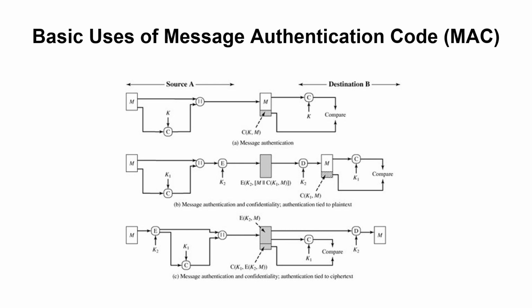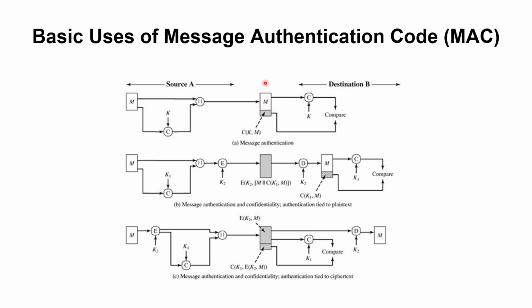What are the basic uses of authentication? The first is simple message authentication. Here the message is generated and a MAC code is generated using the secret key. That is appended along with the message and sent in the transmission channel. We are just generating the MAC code, which is a code generated purely based on the message I am sending.